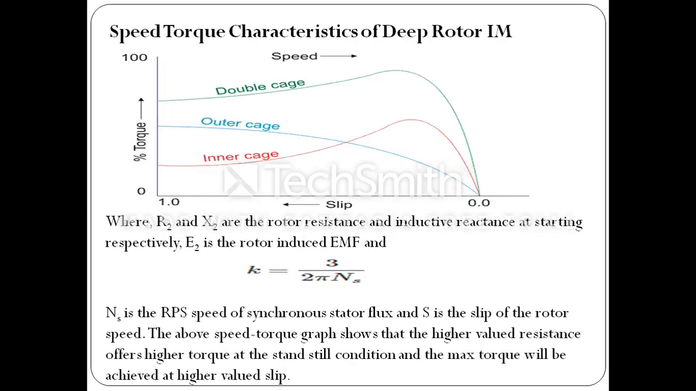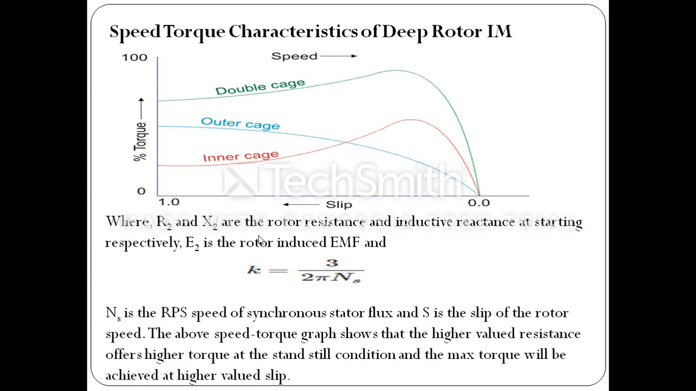Now, the speed torque characteristics of the deep rotor induction motor. Here the torque speed characteristics, or speed torque characteristics, are shown in the figure. That is a graph of the inner cage, outer cage and double cage. Torque versus slip, or torque versus speed characteristics, are shown in the figure, where R2 and X2 are the rotor resistance and inductive reactance at starting respectively.